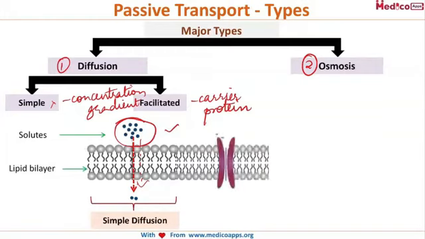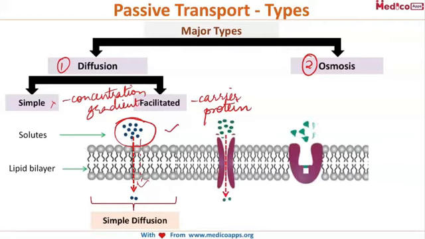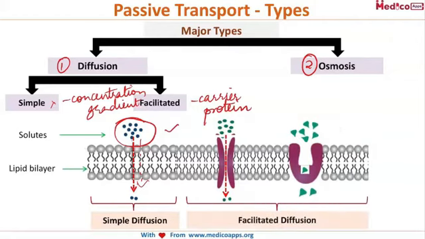Now, let us look at facilitated diffusion. Here you can see that although there is no ATP required, there is a carrier protein that is helping in carrying the ions from one side to another. So, this is called facilitated diffusion.